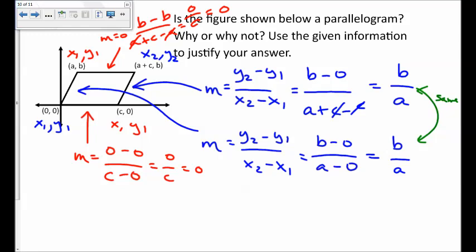So I've just verified that these are the same. Same. I wish I had more space to make this a little clearer, but looking at the slopes, we see that two sides have the same slope of b over a, and the other two sides have slopes that are both 0, that they're the same.